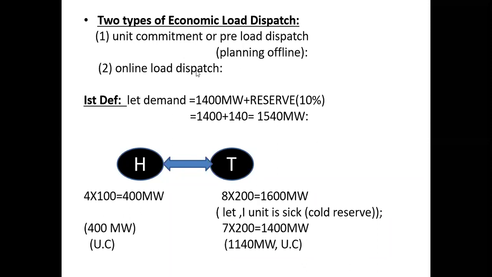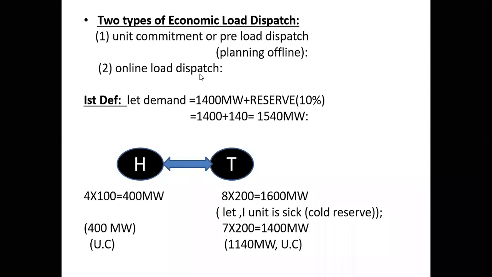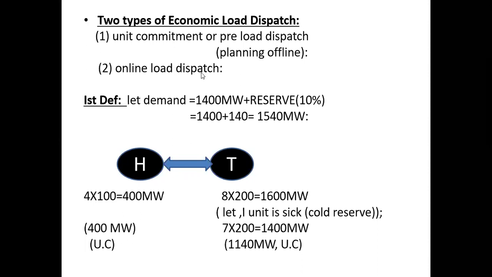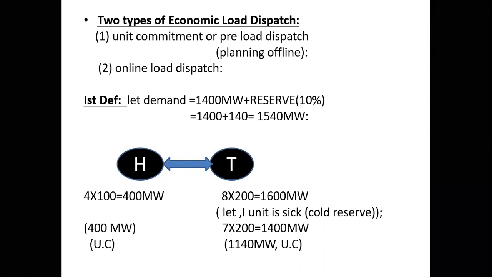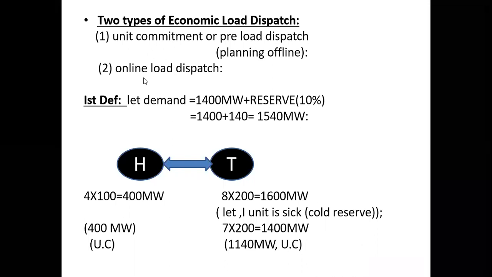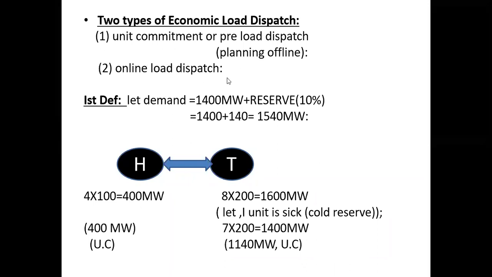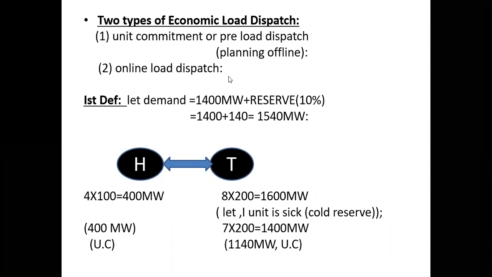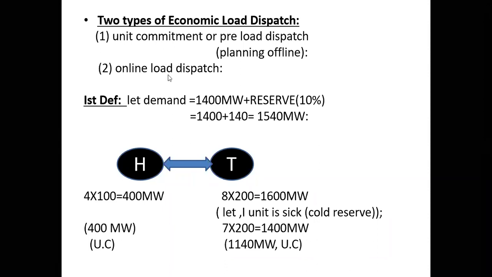And coming to online load dispatch, how we can define the second one: online load dispatch is allocating the existing load among the optimally selected units in such a way that the total fuel cost of the system is minimized from time to time. So already we have selected some number of units. The second one is how we are allocating the existing load to the selected units in order to minimize the fuel cost. That is nothing but your online load dispatch. So these are the definitions of unit commitment and online load dispatch.